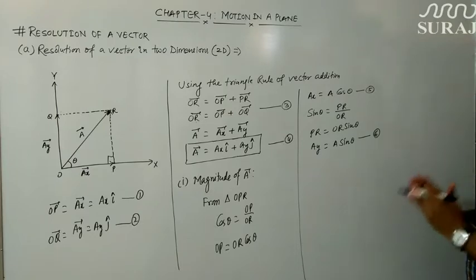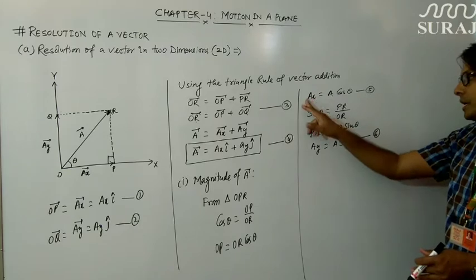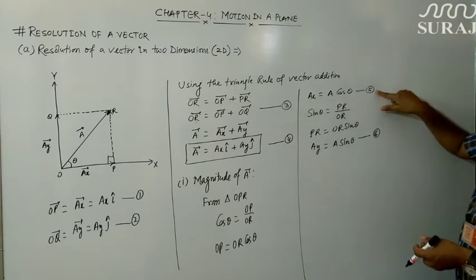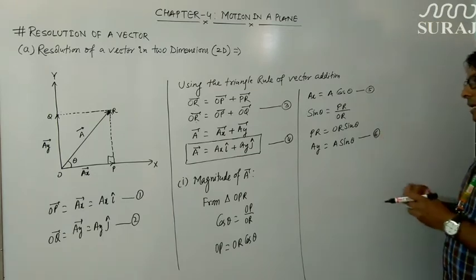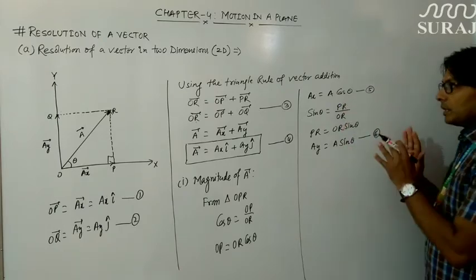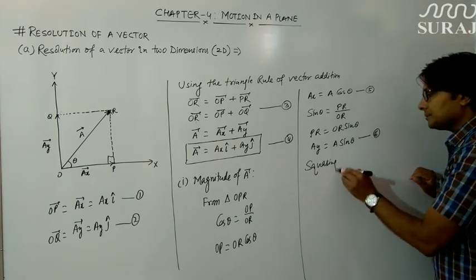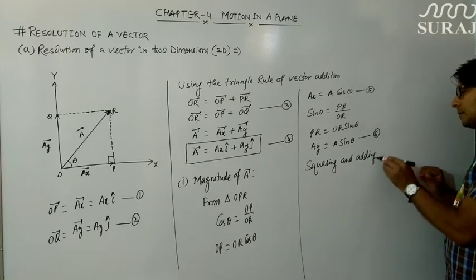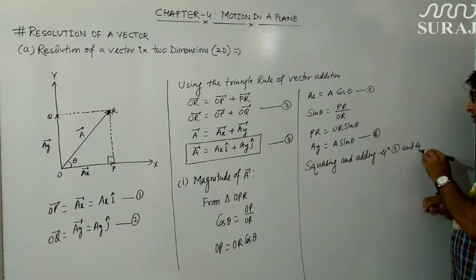Now we want to write the magnitude of A, or A, in terms of AX and AY. So what should be done? You will say, if we square this equation and this equation and add up these two equations, then we can easily find out the magnitude of A vector, or A. So squaring and adding equation 5 and equation 6.